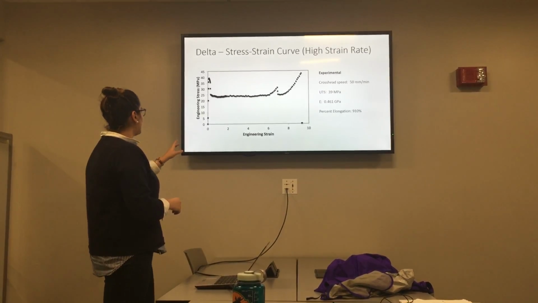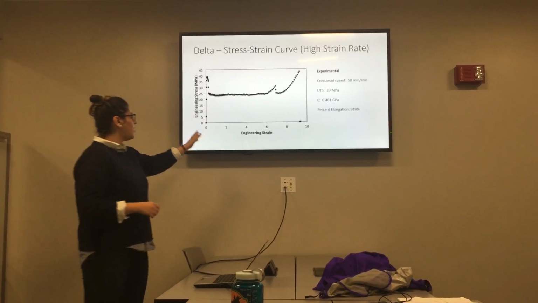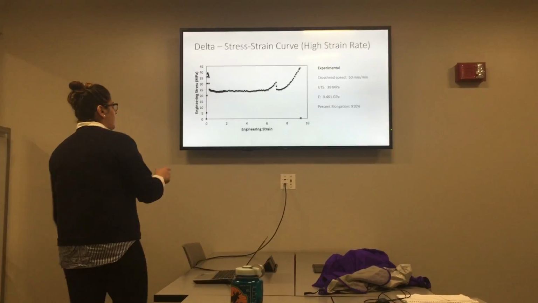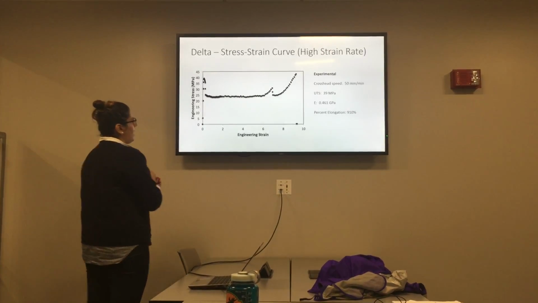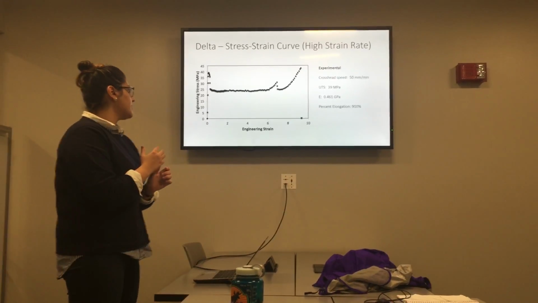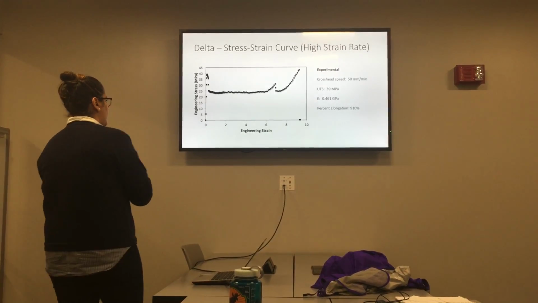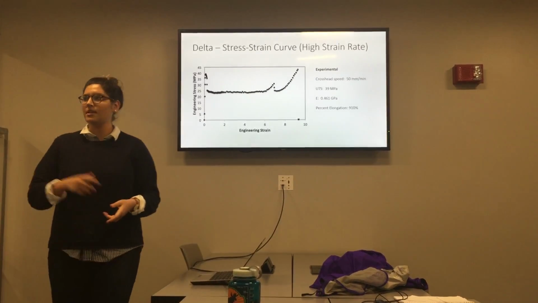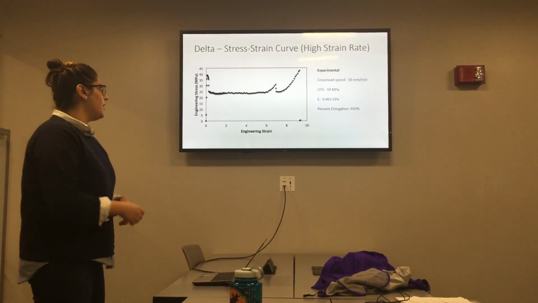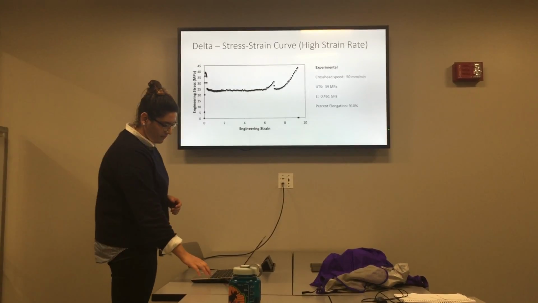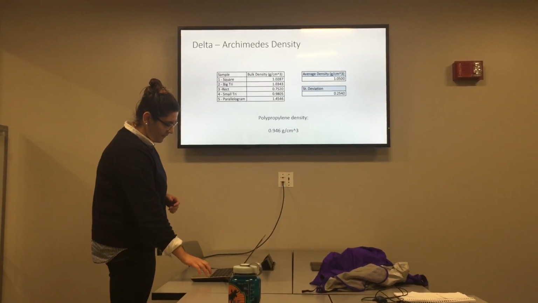So, like I said, the beginning part is the secondary bonds, all the way up to the final, which is you're breaking the primary bonds. We found an ultimate tensile strength of 39 MPa, an elastic modulus of 0.461 gigapascals, and a percent elongation of 910%. Most of those are actually in line with the first test that we did, which is pretty comforting. So we didn't mess anything up. We just ramped up the crosshead speed.